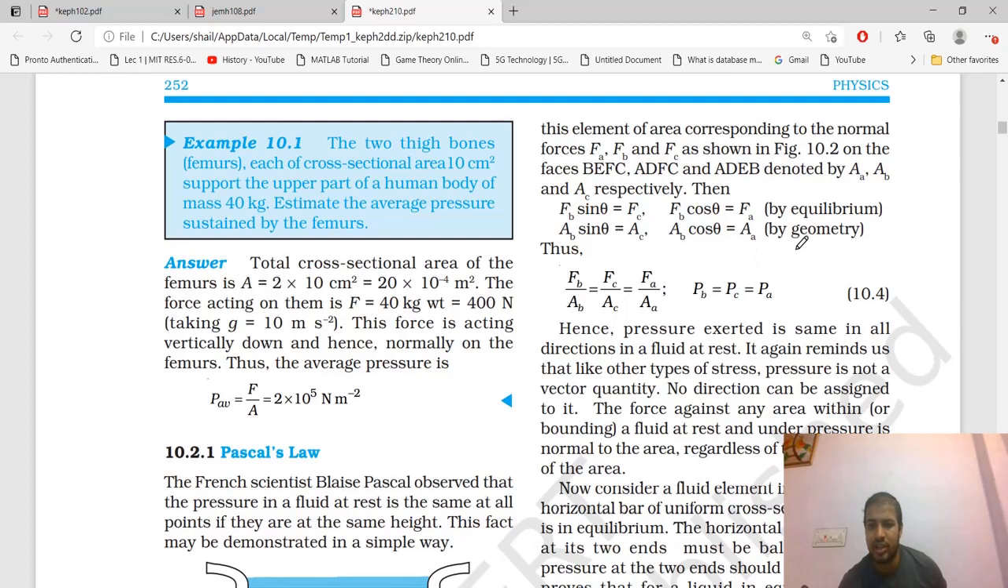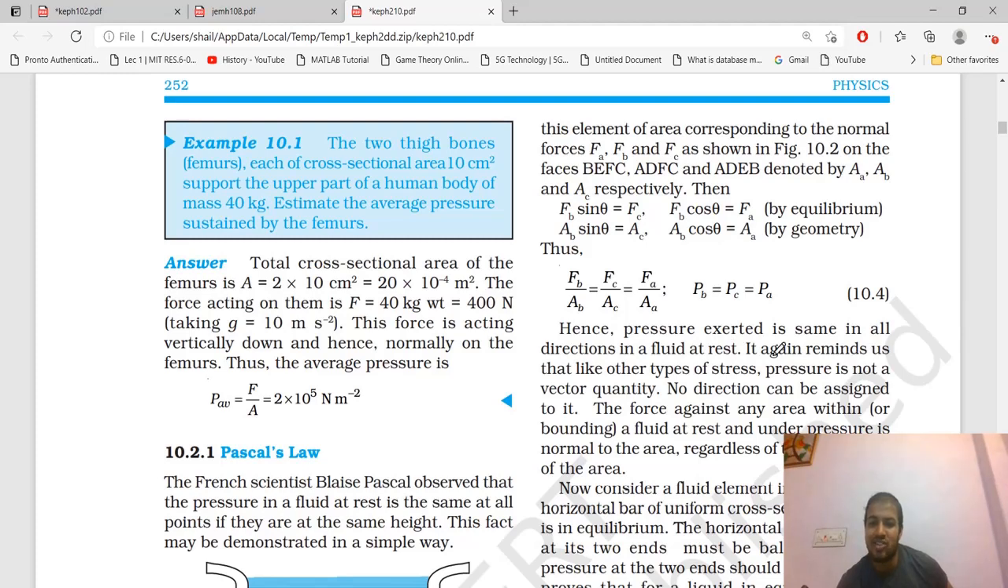We can do this by geometry, and this will be by equilibrium, because the force acting on the infinitesimally small surface is 0. So these forces must balance out each other. If we do Fb sine theta by AB sine theta, we will get Fb by AB, sine theta cancels out, and Fc by AC. Similarly, we can do for Fa also. We take the cos theta and we will get Fa by AC equals Fb by AB. And this indicates that pressure at all points is equal. Hence, pressure exerted is the same in all directions in a fluid at rest.